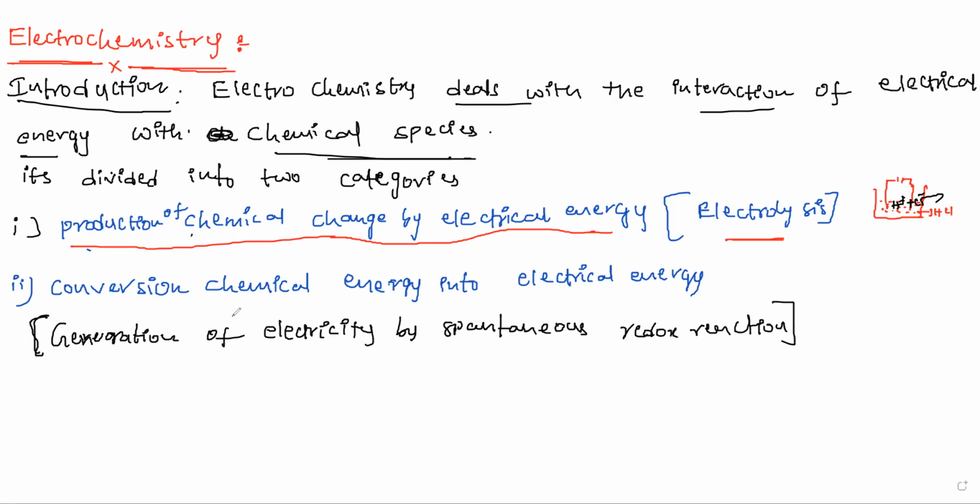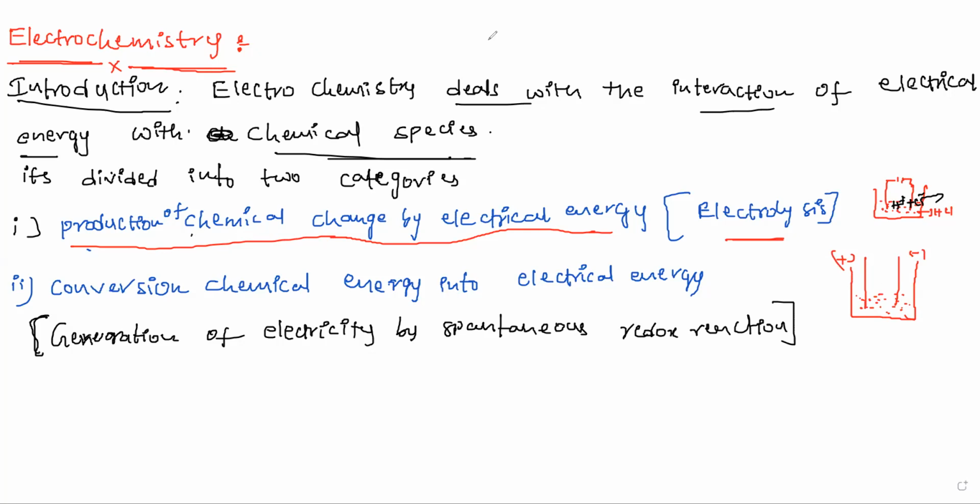And one more, the opposite: conversion of chemical energy into electrical energy. That means here a spontaneous redox reaction takes place. For example, if you take a container with some solution, a redox reaction takes place. This is anode and this is cathode. Anode is positive and cathode is negative.